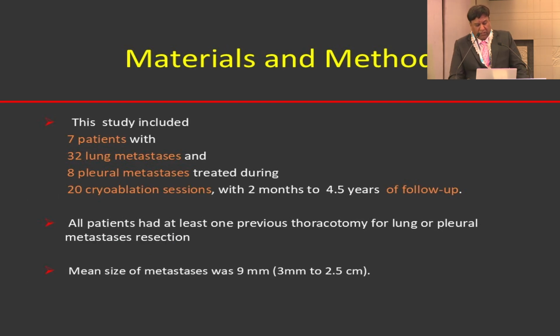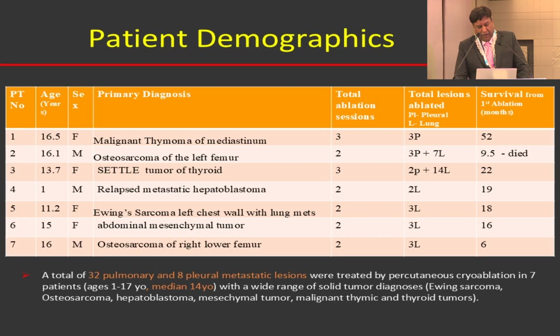A total of 7 patients, total of 40 lesions we included. We performed 20 cryoablation sessions with 2 months to 4.5 year follow-up. All the patients had at least 1 thoracotomy for lung or pleural metastatic resection. Mean size of metastasis was 9 millimeters. Patient demographic, the age ranged from 1 to 17 years old. The primary solid tumor ranged from Ewing's to osteosarcoma, hepatoblastoma, mesenchymal tumor, and malignant thymic or thyroid tumors.